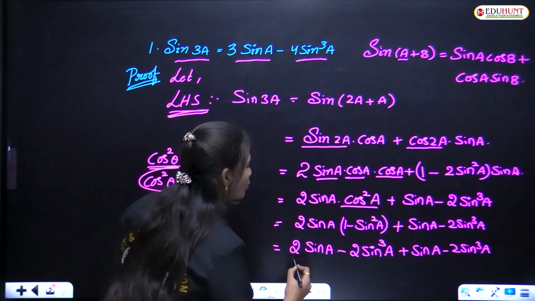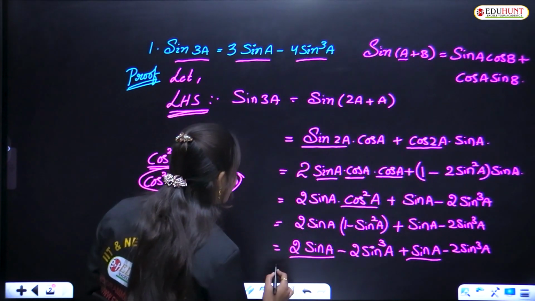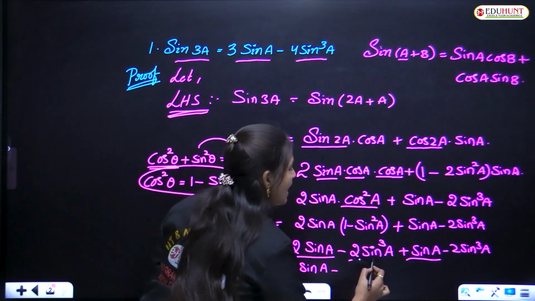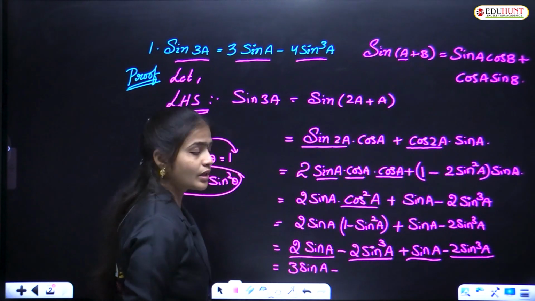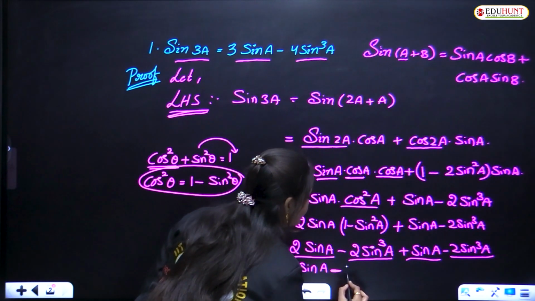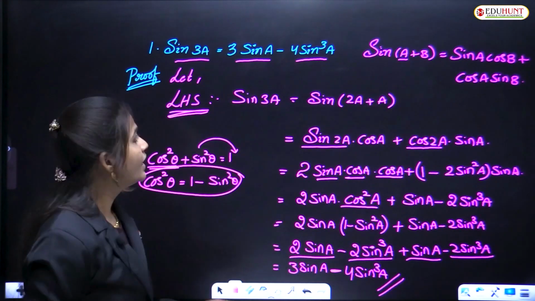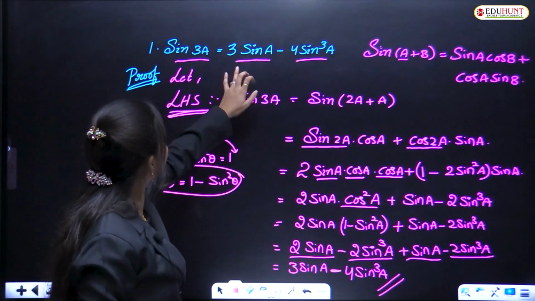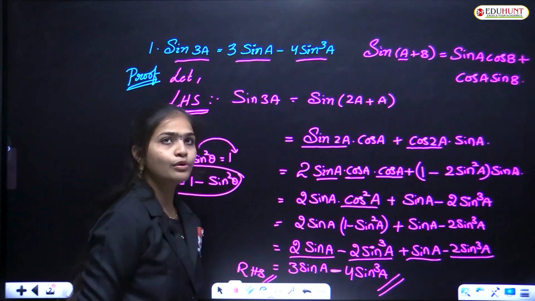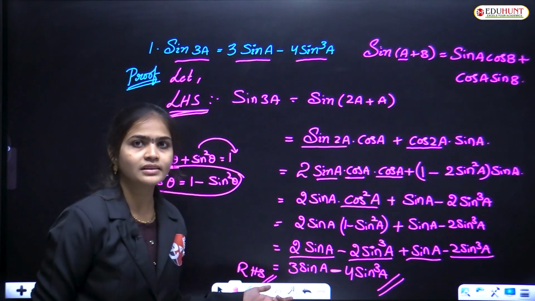Here we have 2 sin A and here plus sin A. So 2 plus 1 is equal to 3 sin A. 3 sin A minus 2 sin cube A, and here also minus is there. So minus 2 minus 2 is 4 sin cube A. Understood? Here we got the same answer, 3 sin A minus 4 sin cube A, which is equal to the RHS. So hence it is proved. Am I clear, children? Yes.